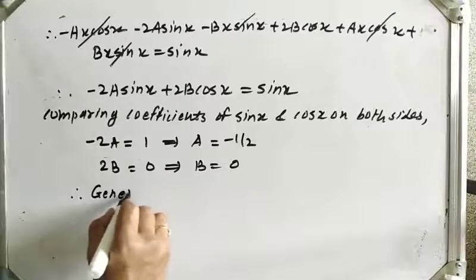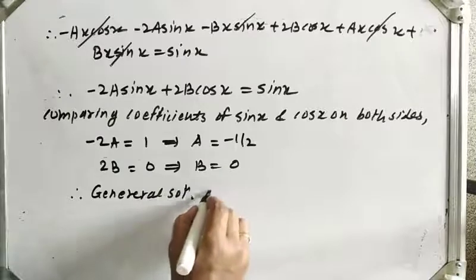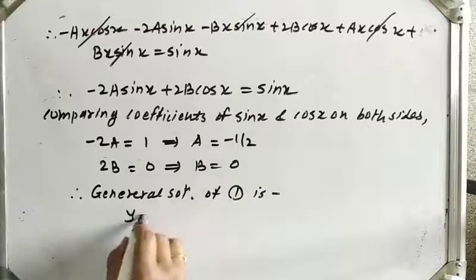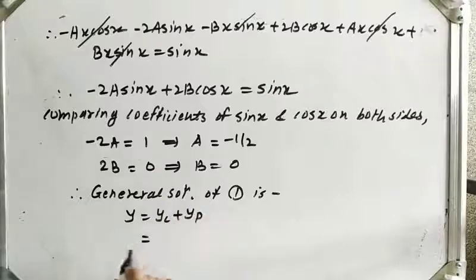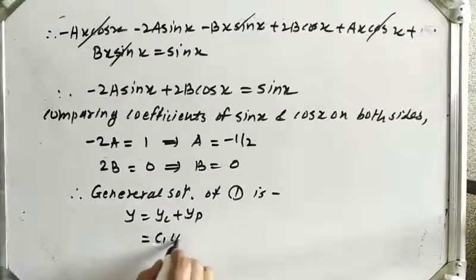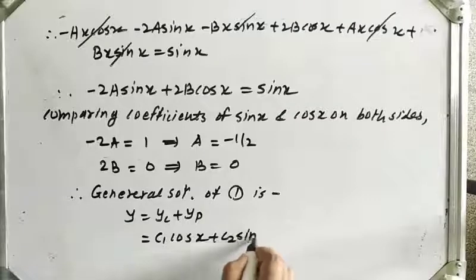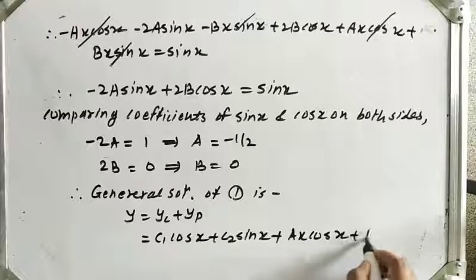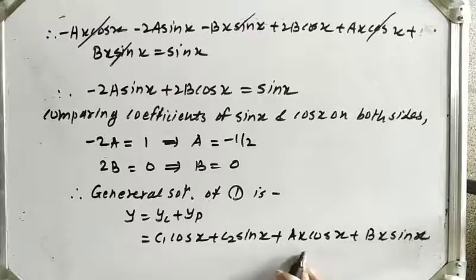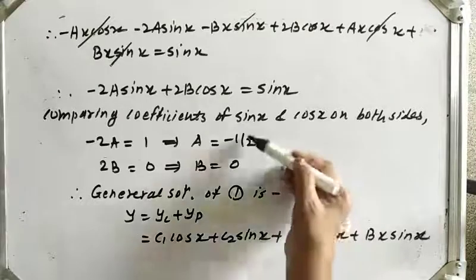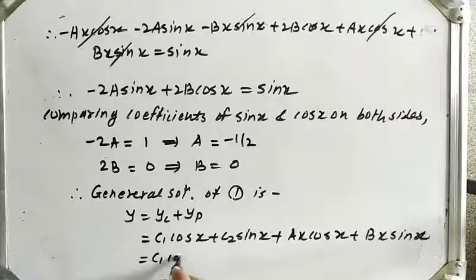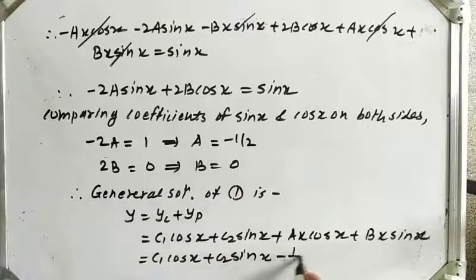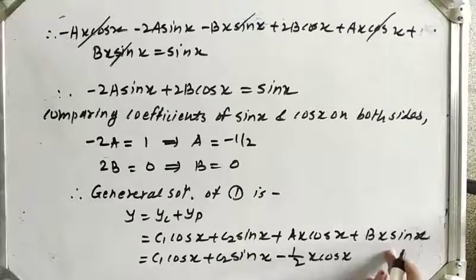Therefore, we will write the general solution of 1 is y is equal to yc plus yp. What was our yc? That is c1 cos x plus c2 sin x. And what was our yp? That is ax cos x plus bx sin x. So what we do here is replace a, b by these constants. So y is equal to c1 cos x plus c2 sin x, a is minus half, so minus half x cos x, and b is 0. Okay, so this is the general solution of equation 1.